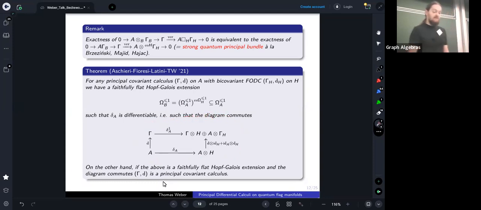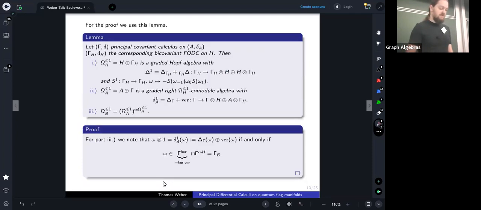Okay, and it's even more. So this statement is a kind of if and only if. So it says that, let's say you have a faithfully flat graded Hopf-Galois extension here, such that this is a commutative diagram. Then you find that gamma D has to be a principal covariant calculus. So this really is yet one more classification of what it means to be a principal covariant calculus.